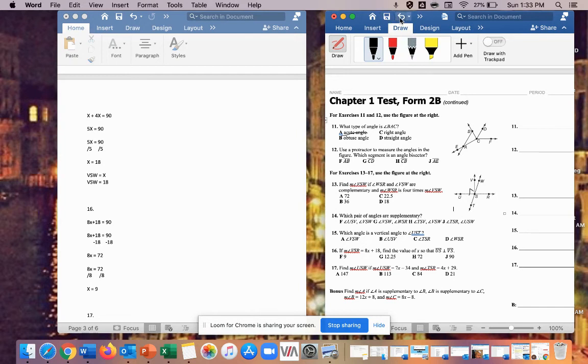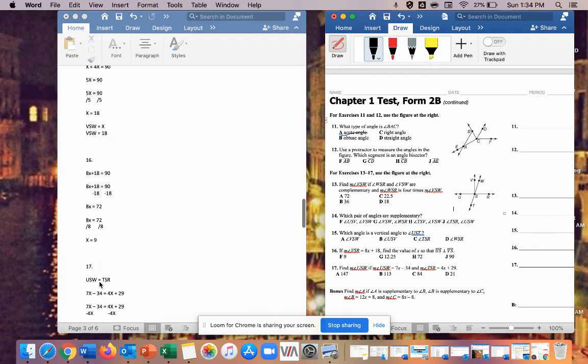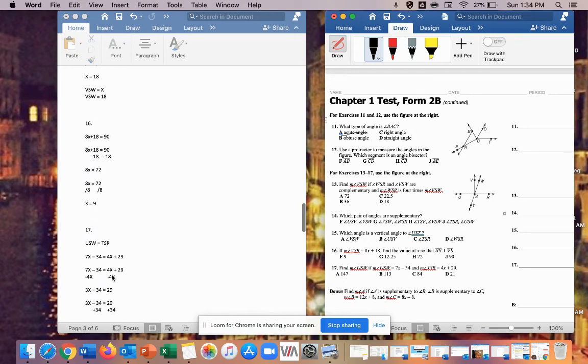Well, if you've been looking at it, you can probably realize that USW right here and TSR are actually vertical angles. So they are actually equal. So you set them equal to each other. Sub in what they equal: 7x minus 34 is USW and TSR is 4x plus 29. So set them equal to each other and solve for x.